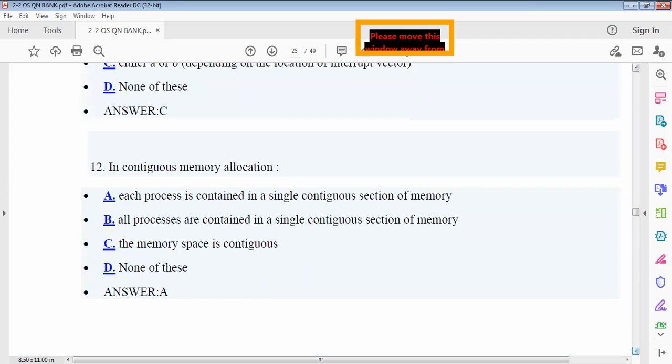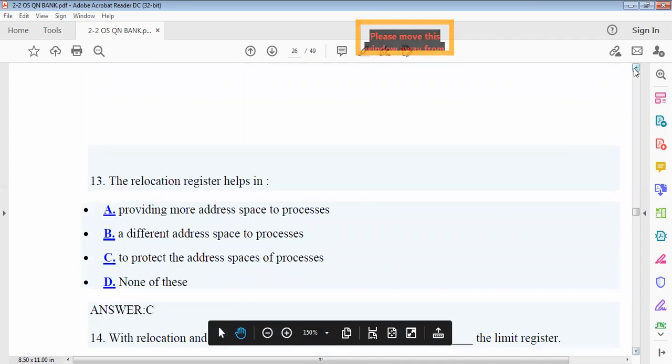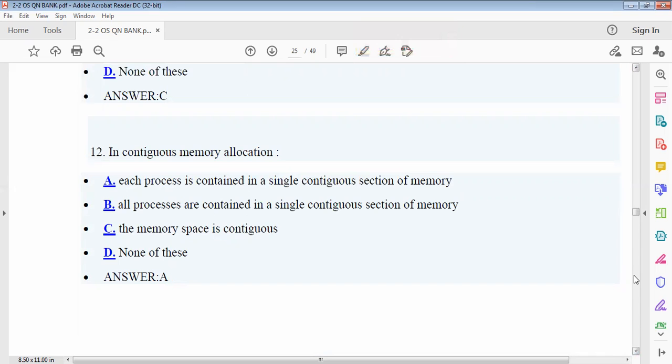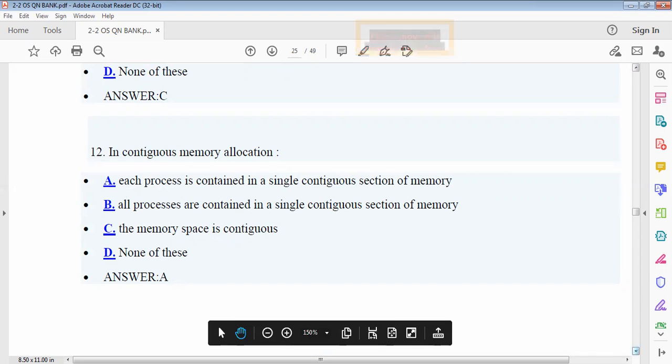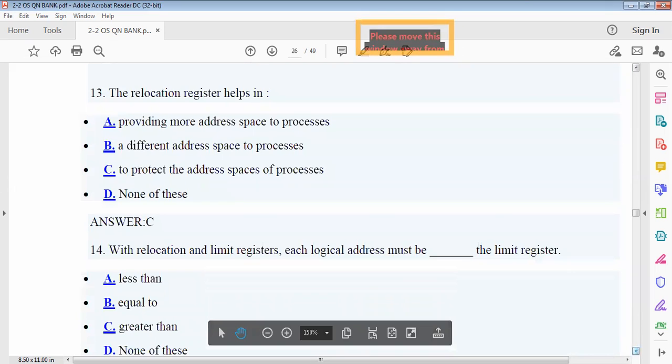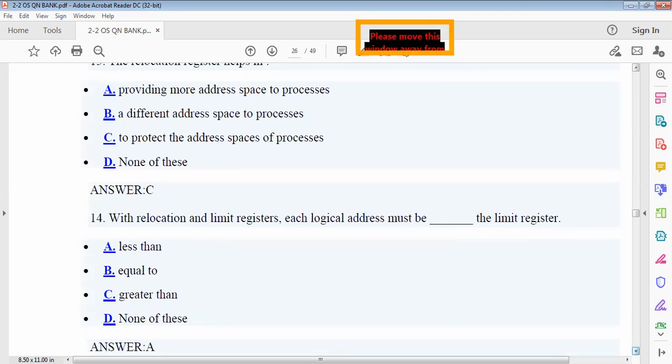In contiguous memory allocation, option E is correct. Option A is correct. Question number 12. Each process is contained in a single contiguous section of memory. Next, the relocation register helps in, option C is correct, to protect the address spaces of processes.